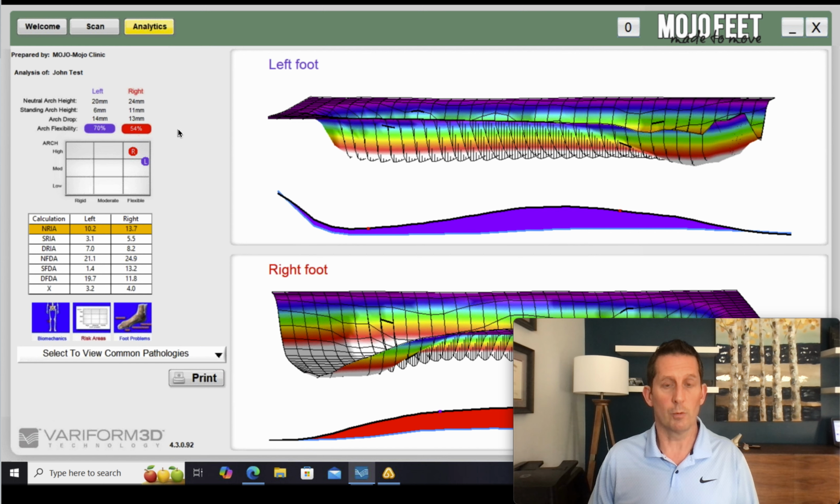The second thing we're going to talk about is any big differences we see between the right and the left foot. So in Mr. Test's case here, we have a difference of 16 degrees between his left and his right foot. I would point that out. At that point, the patient often would jump in with, oh, is that why my left foot hurts more? Is that why I have plantar fasciitis more on the left? Is that why my knee pain is worse on that side?